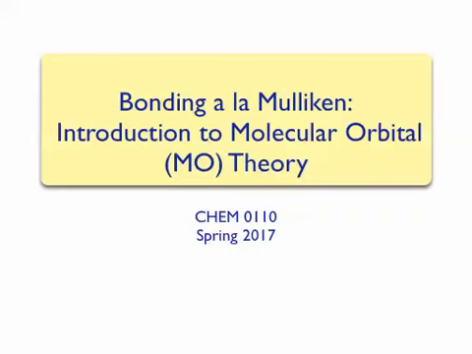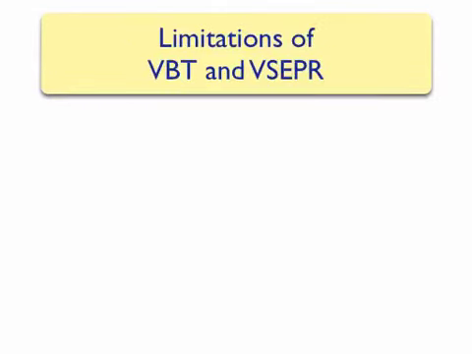Bonding a la Mulliken, Introduction to Molecular Orbital or MO Theory. We've recently taken a look at valence bond theory and valence shell electron pair repulsion theory. These are very powerful theories that have a lot of predictive power. They help us to predict the molecular geometry, whether or not a molecule is polar or nonpolar, and allow us to describe bonding in terms of atomic orbitals.